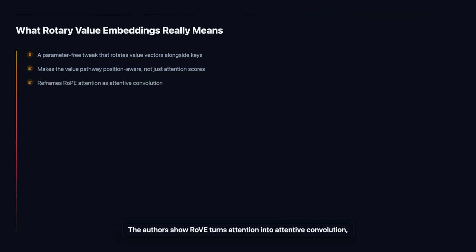The authors show RoVE turns attention into attentive convolution, combining content-dependent weights with an offset-dependent kernel. In matrix form, it becomes a block-Toeplitz mixer that couples token routing with channel transformation across the sequence. The team trained GPT-2 models at 124 million and 354 million parameters. RoVE delivered consistent gains over RoPE on few-shot in-context learning, out-of-distribution perplexity, and long-context retrieval, with the clearest wins on tasks needing long-range aggregation.